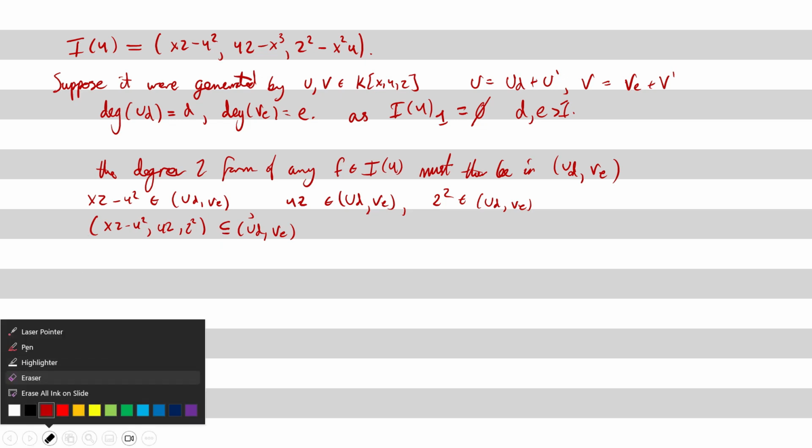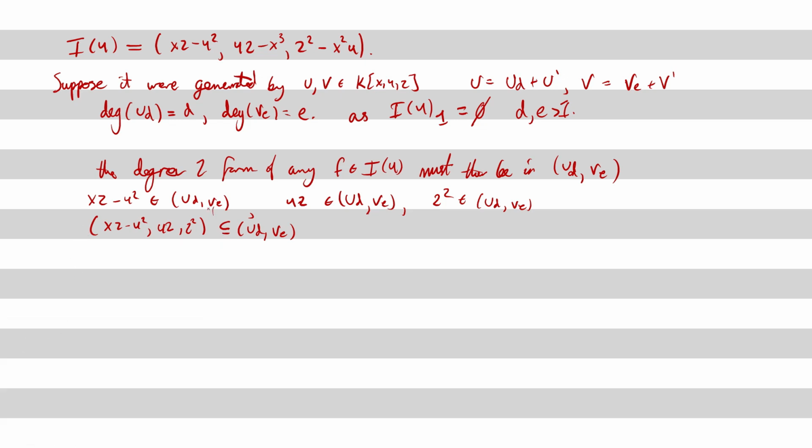we can conclude that the span of three linearly independent elements cannot be a subset of the span of two elements of kx, y, z. Therefore, we have reached a contradiction, as the former is linearly independent.